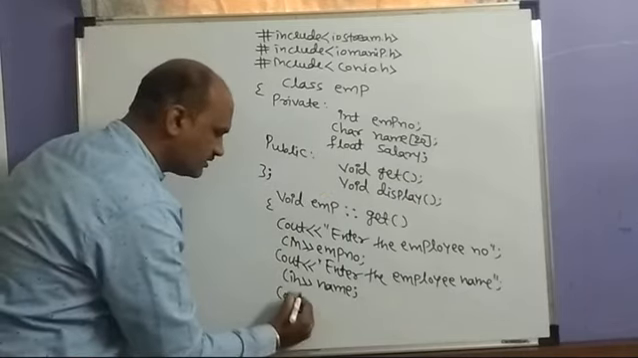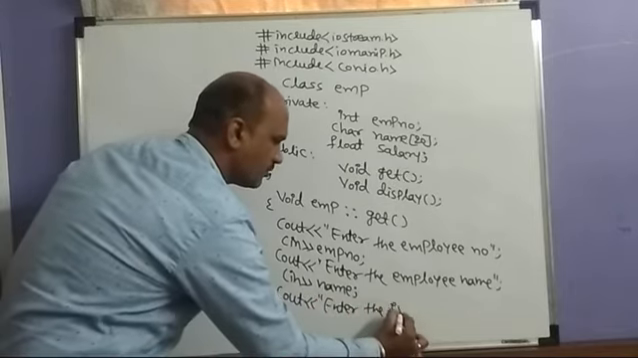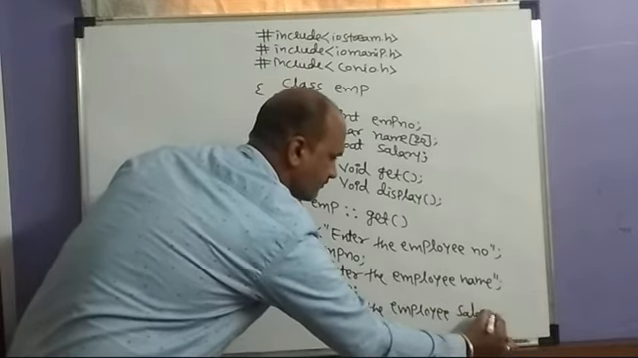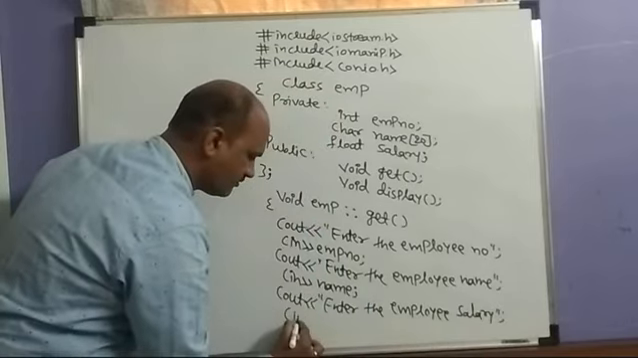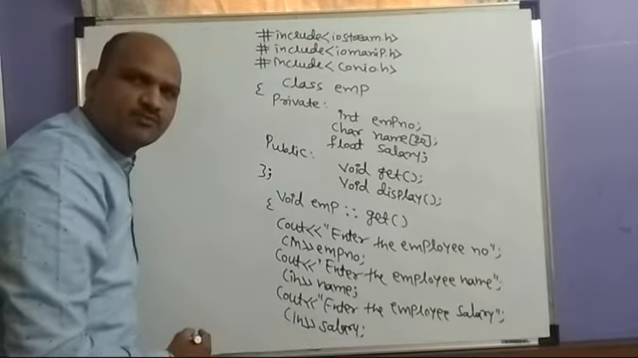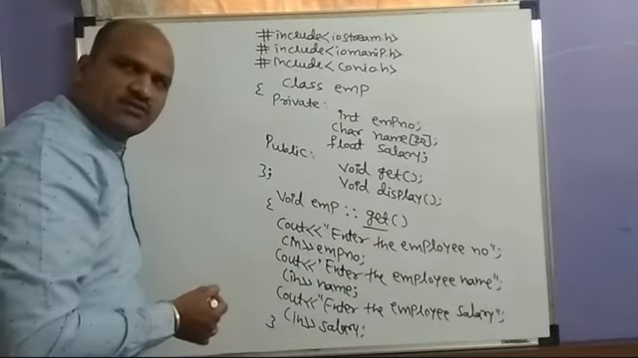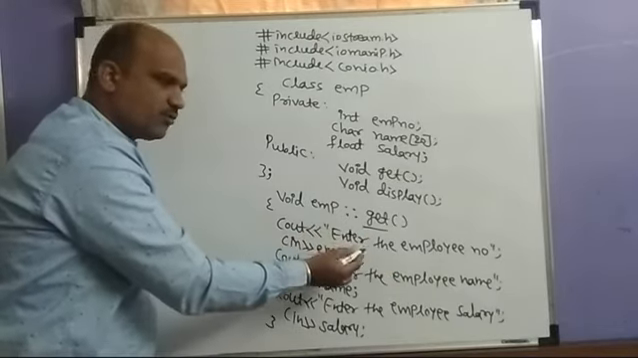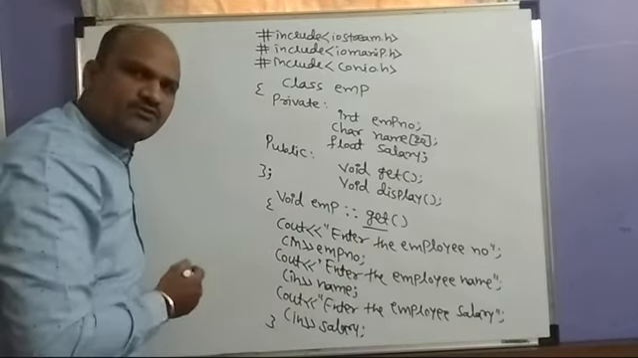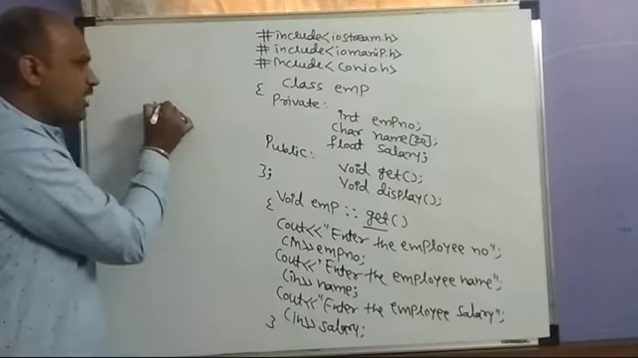Then the third one, that is cout enter the employee salary. That again we will read into the salary variable, which is declared. Okay, so this is the close brace. So in the get function, we read the name of the employee, the number of the employee, and also the salary. Then we will display them in the other function, that is void display.